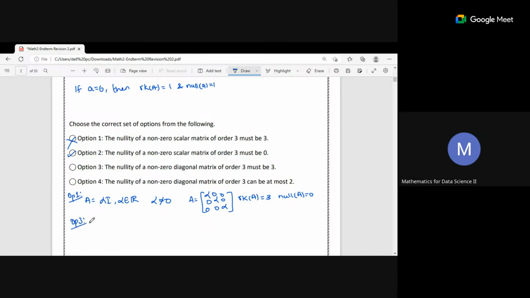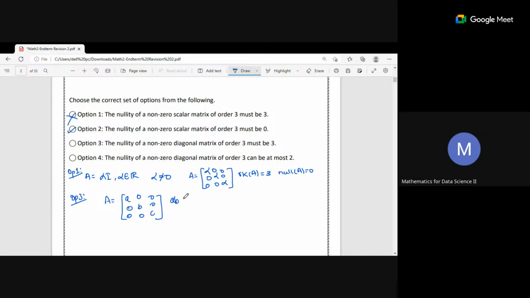Then the next thing is that the nullity of a non-zero diagonal matrix of order 3 must be 3. So you are having a 3 by 3 matrix. Let's say A, B, C. It is given that A, B, C, all of them together cannot be 0 because it is a non-zero diagonal matrix. So now what can be the nullity of this matrix? What happens when one or two of them are 0? Let us consider the scenario when all of them are non-zero. Then what happens? Nullity will be 0.